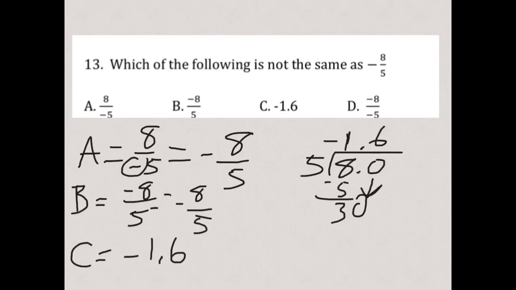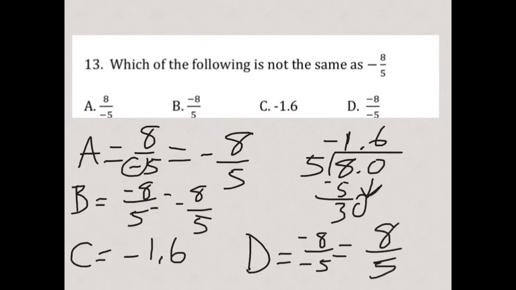So which one is it? Well, let's look at D. That's a -8 over a -5. What's a negative over a negative? Well, when we divide a negative by a negative, it becomes positive, just like when we multiply a negative times a negative. So this is the same as 8 over 5. If we look, these two do not match.